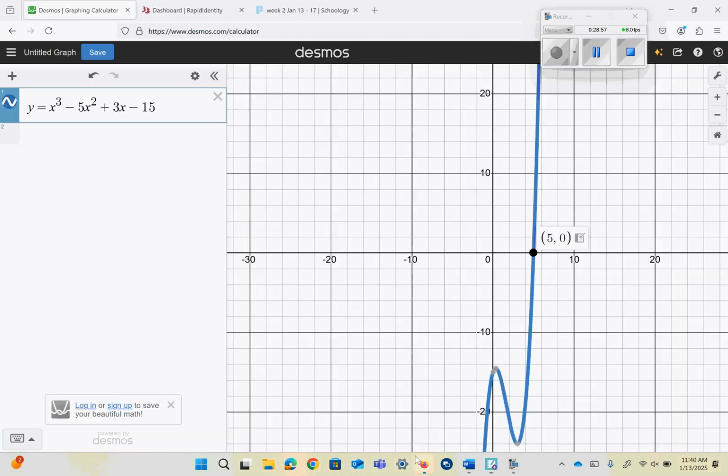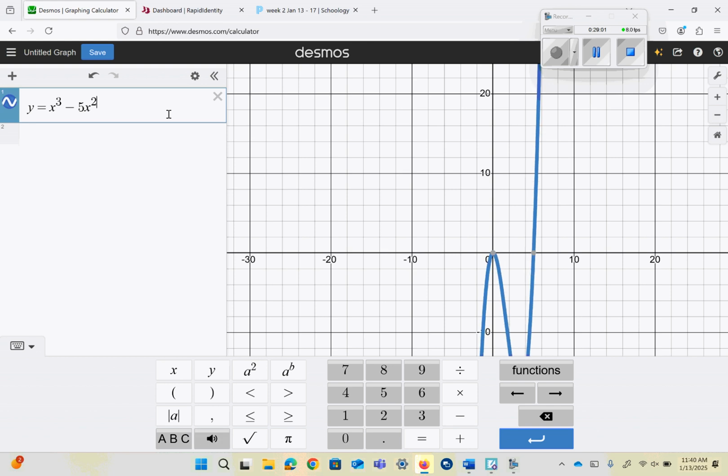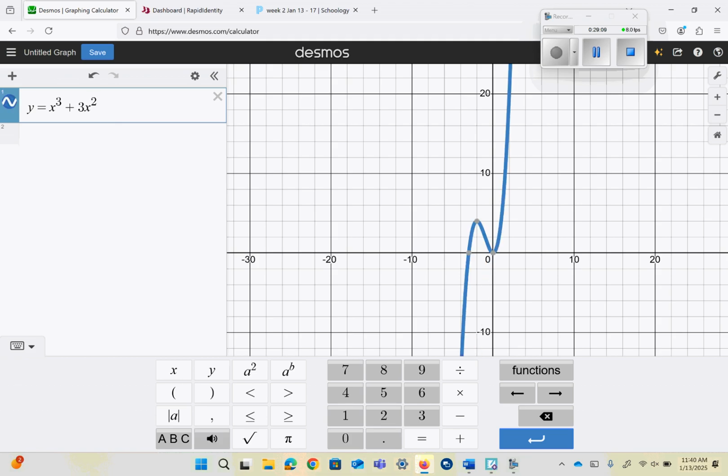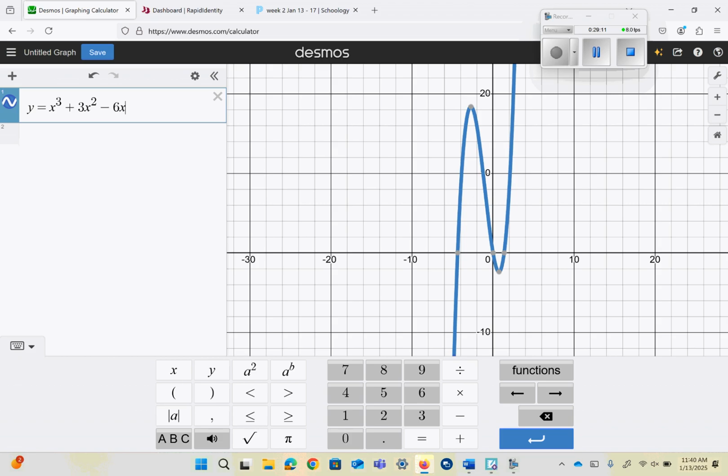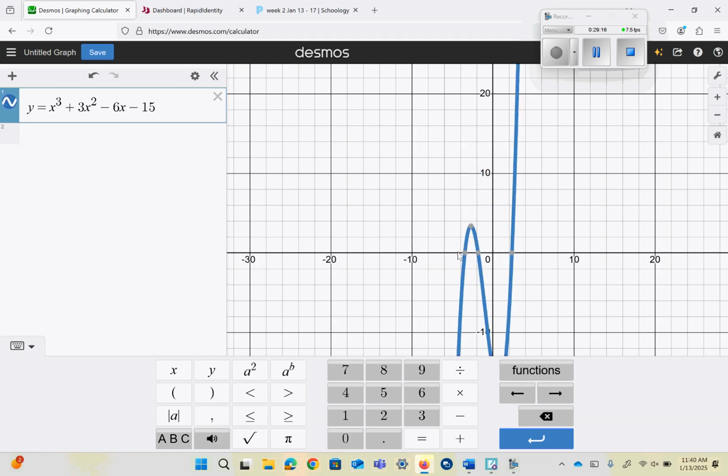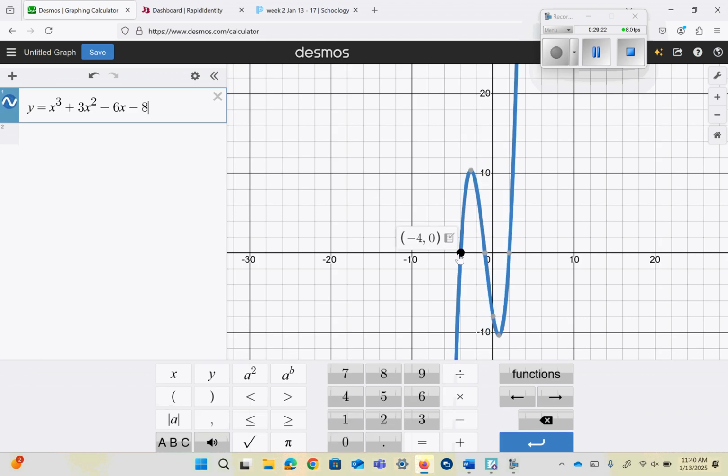Okay. Let's just take a look at the rest. All right. So going back to Desmos. So plus 3x squared minus 6x minus 15. Okay. Minus 8. Oh, minus 8. Thank you. See, again, Stirp's making up stuff as we go along.